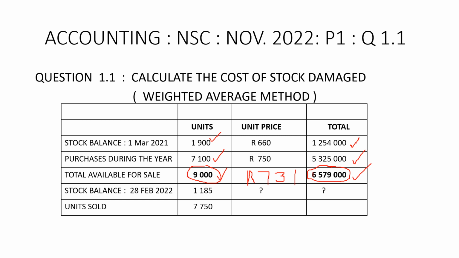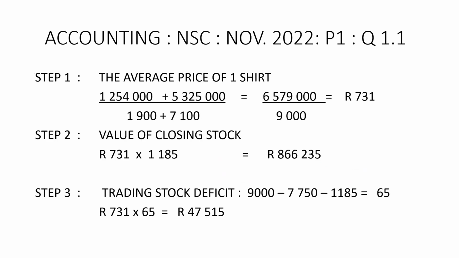So then, to work out the value of closing stock, you will take the 1185 units, which represents your closing stock. You multiply that by 731 rand, and you should get the value of closing stock. And that is part of step number 2. And then finally, we need to calculate the cost of stock that is damaged. So let's have a look at the next slide.